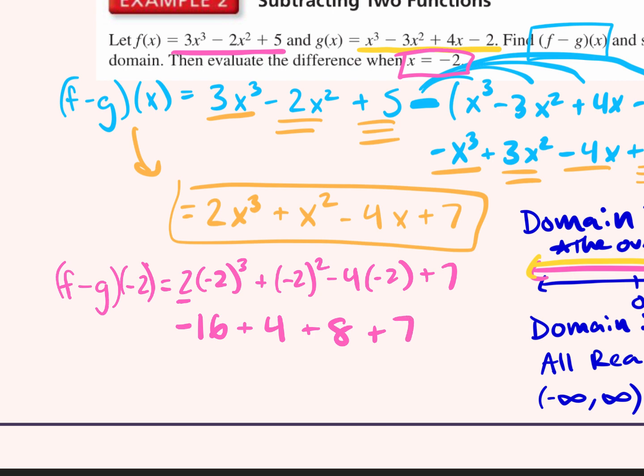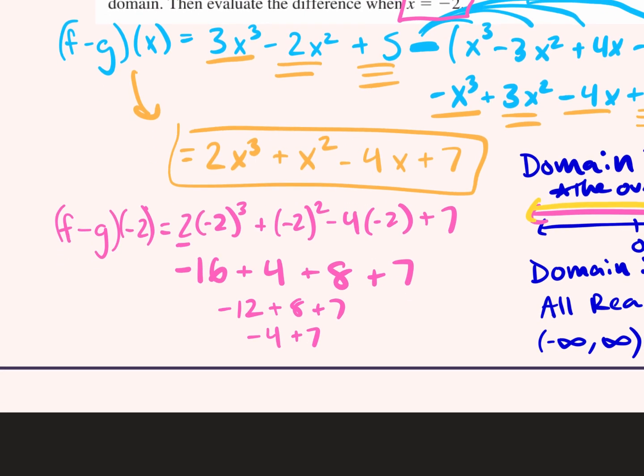So now we can add negative 16 plus 4 would be negative 12. Negative 12 plus 8 would be negative 4, and negative 4 plus 7, 3. So my f minus g of negative 2 is 3.